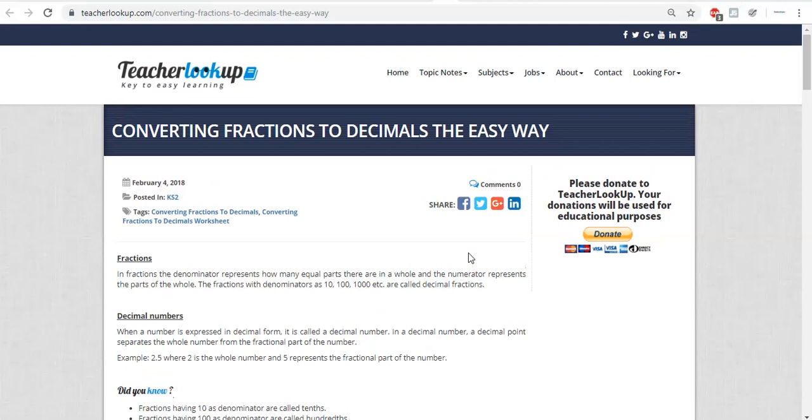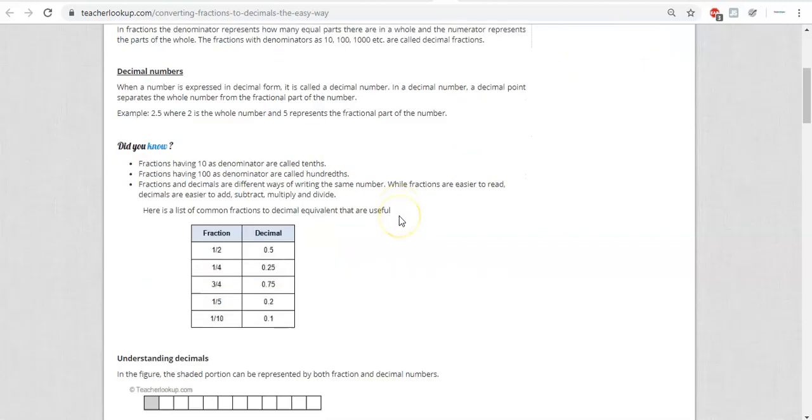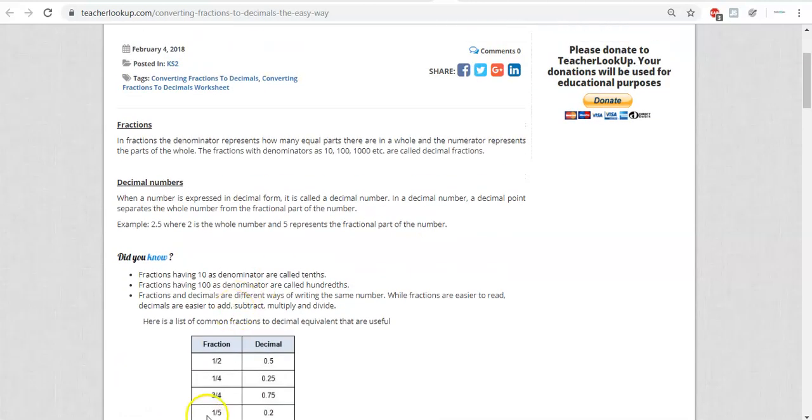So coming back to our video on converting fractions to decimals the easy way. What are fractions? In fractions, the denominator represents how many equal parts there are in a whole, and the numerator represents the parts of the whole. If we see the fraction sign, I'll later speak about which one's the denominator and which one's the numerator.